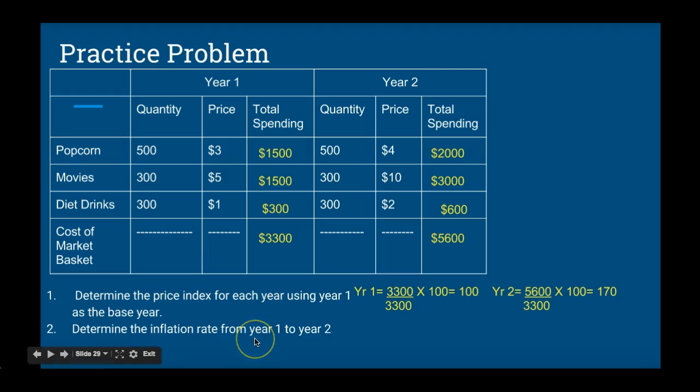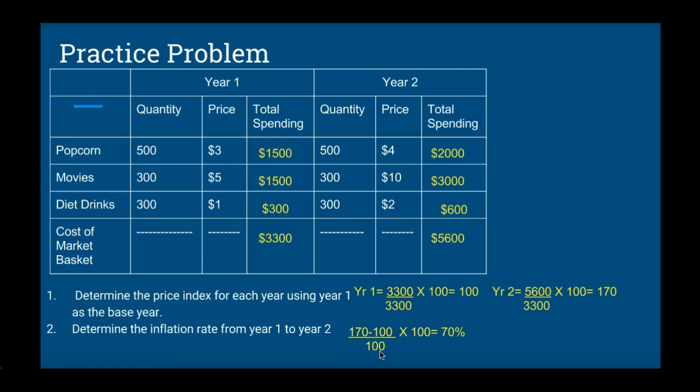Now the second question is to determine the inflation rate from year 1 to year 2. In order to do that, I have to take the price index from year 2, 170, minus the price index of year 1, which is 100, divide by 100, and then multiply by 100, and that'll give me a 70% increase. Yes, that's crazy inflation, but I was trying to give you really easy numbers. That's why I have crazy inflation. But remember, the inflation rate is going to be the price index of year 2 minus the price index of year 1, divided by the price index of year 1.